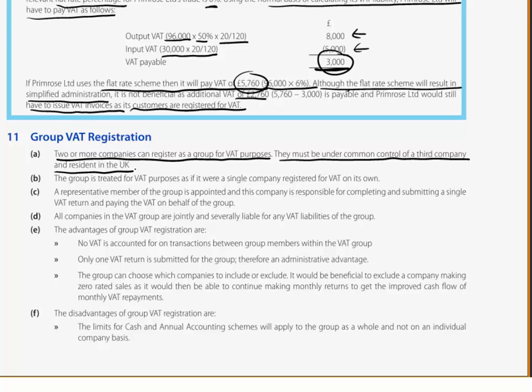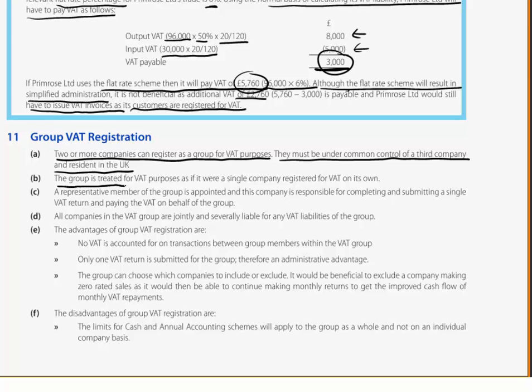Now notice I've said there they will be eligible for a group VAT registration. This is not compulsory. Therefore, the interesting part of this study area is that maybe you may have to give advice to a company, a group of companies, as to which of their group companies may be advised to remain out of a group VAT registration and which companies to include within the group VAT registration. But before we can do that, let's have a little look at what it means.